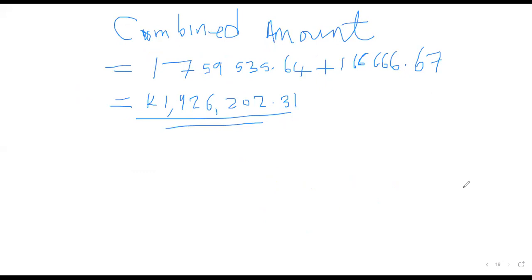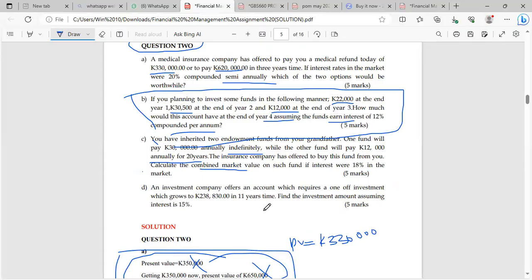So let's look at the last question of question 2. An investment company offers an account which requires a one-off investment. Single is a one-off investment. It's a single investment.